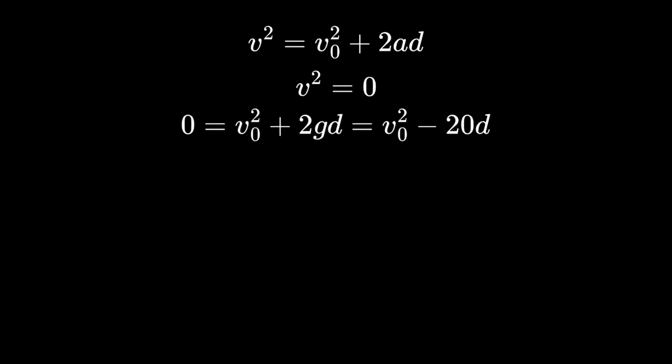v naught squared plus 2gd, which is going to be v naught squared minus 20d. We're just going to plug in that g for a once again, because everything is still under the influence of gravity for this acceleration. This is really simple to solve. It's going to be v naught squared is 20d.